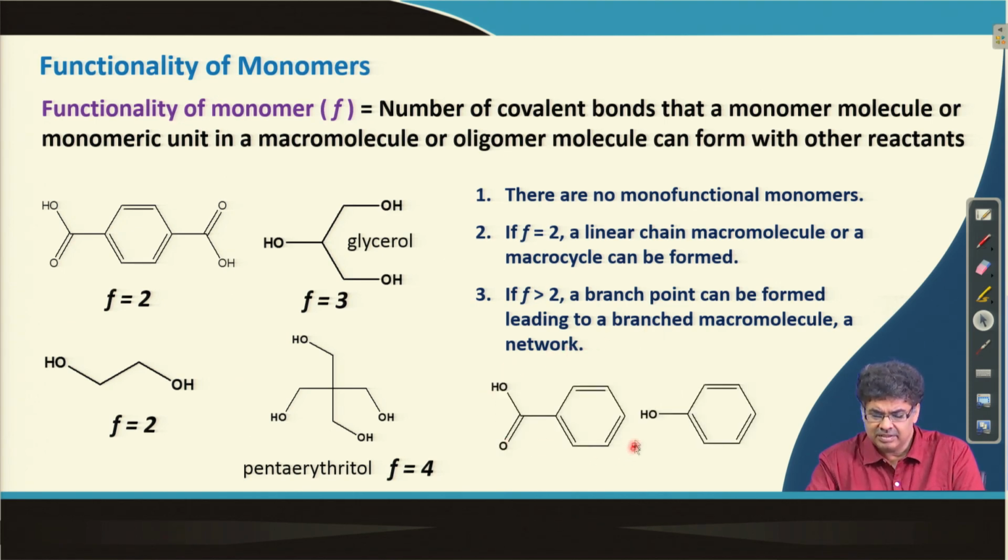Now, sometimes deliberately, or not deliberately as impurity, monofunctional compounds may be present in the polymerization medium. In that case, when they react, they cap the chain, so no further reaction is possible in that particular chain. So, we call these chain stoppers. These are not monomers, but sometimes they are used deliberately to control the molecular weight. But if they are present unwantedly as impurity, then the polymerization can become less useful because of the presence of this chain stopper.